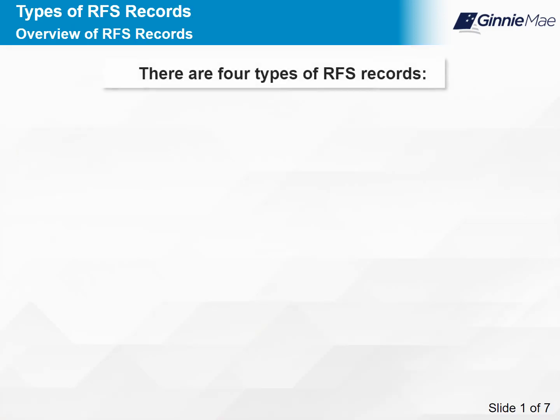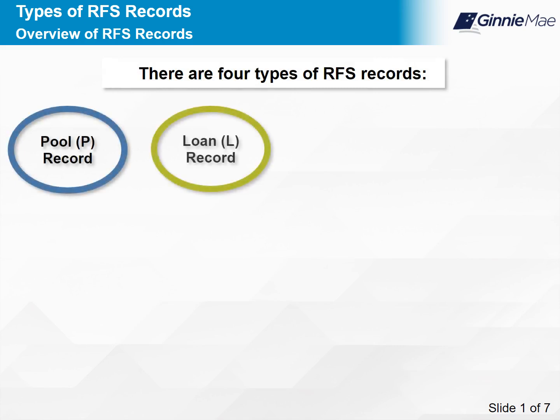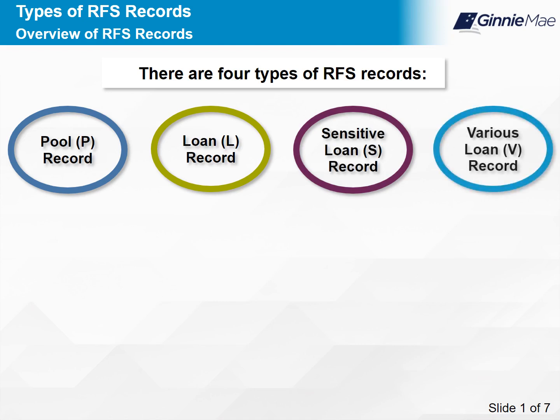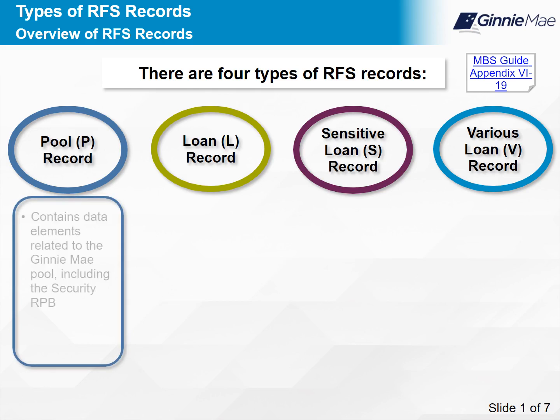There are 4 types of records in RFS: pool, P records, loan, L records, sensitive loan, S records, and various loan, V records. MBS Guide Appendix 6-19, RFS Issuer Monthly Report of Pool and Loan Data, provides the detailed specifications for these records. The pool record contains data elements related to the Ginnie Mae pool, including the Security Remaining Principal Balance, RPB. Importantly, one record reports on one pool.